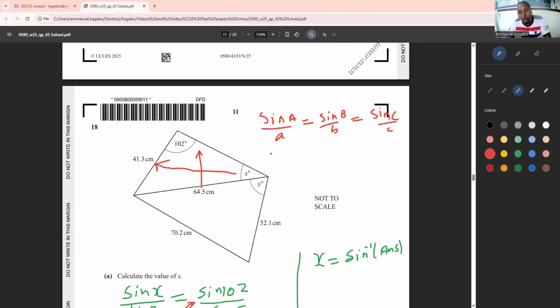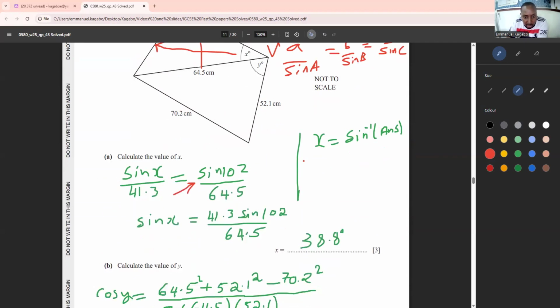Whenever you're looking for the angle, put the sines on top. When you're looking for the missing side, put the sides on top. I'm talking about A over sine angle A equals side B over sine angle B, okay? Then C over sine angle C. You go with this one when you're finding the missing sides, and then you go with this one when you're finding the missing angle. And for our question here, we are looking for an angle, therefore I have to go with that.